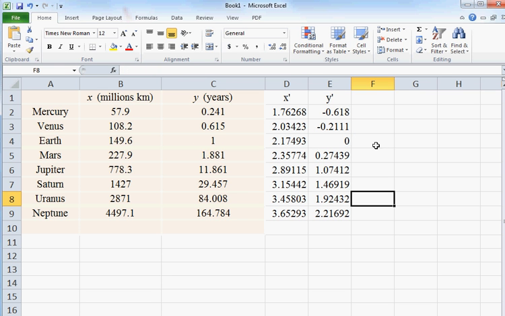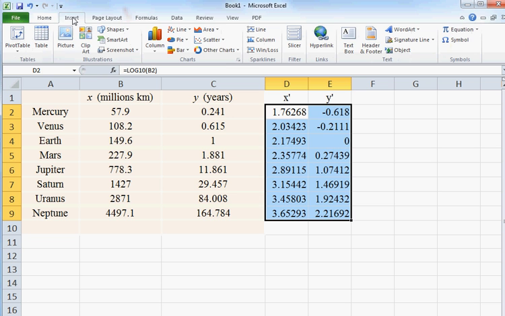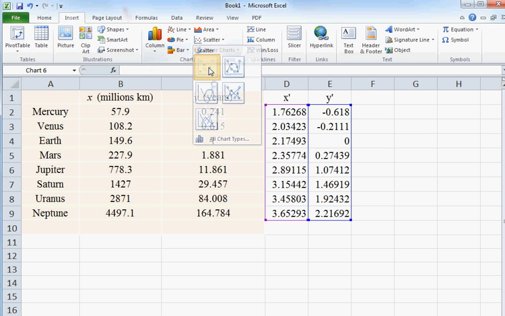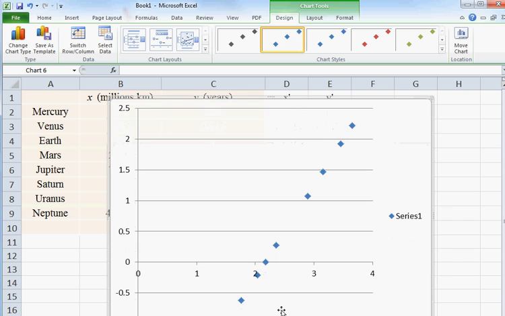So the log of 1 is 0. The log of 160 something is going to be 2 point something because the log of 100 is 2. The log of 4,000 something will be 3 point something because the log of 1,000 is 3 and the log of 10,000 is 4. Now if I plot these new transformed variables in a scatter plot, these clearly fit a linear pattern.